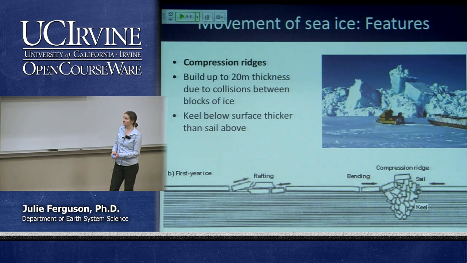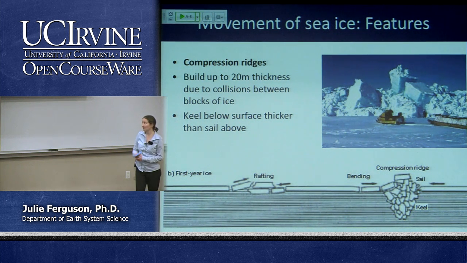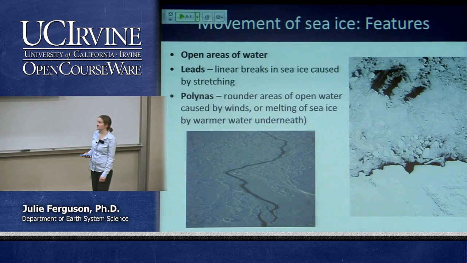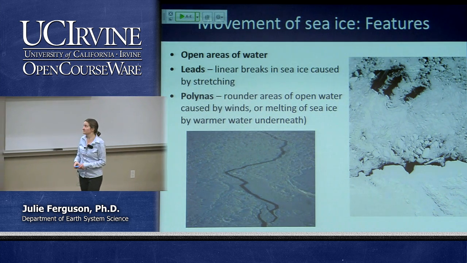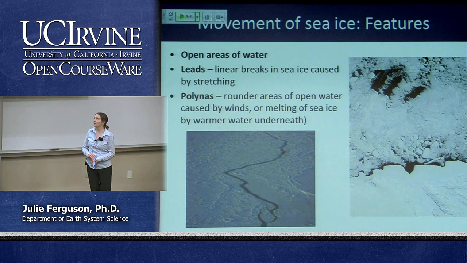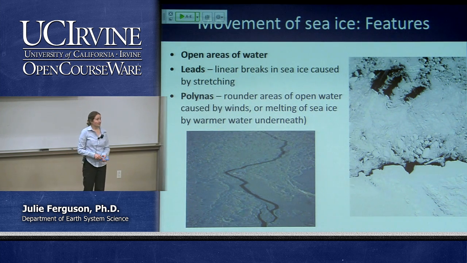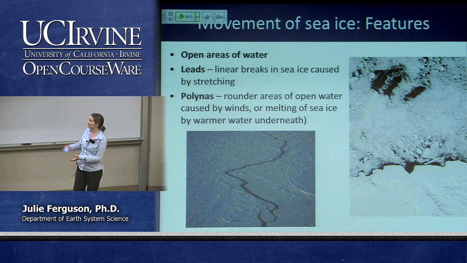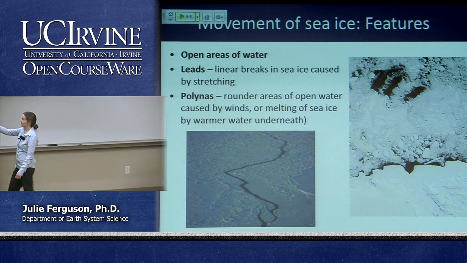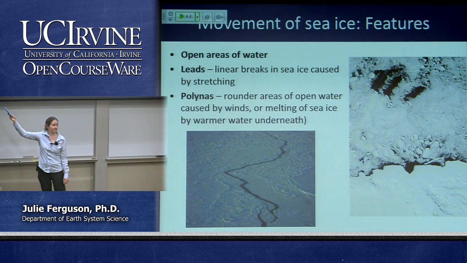So we can get these compression ridges. There's a really cool shot up there of a compression ridge on the sea ice. But if we're forcing ice together in some places, we're also probably moving it apart in others. And so we also have open areas of water, and this is pretty important. It's especially important if you're, say, a whale. Whales like to follow these linear stretches in the ice, these leads.